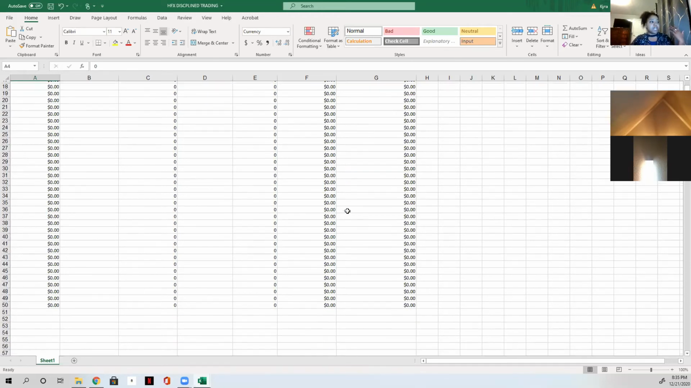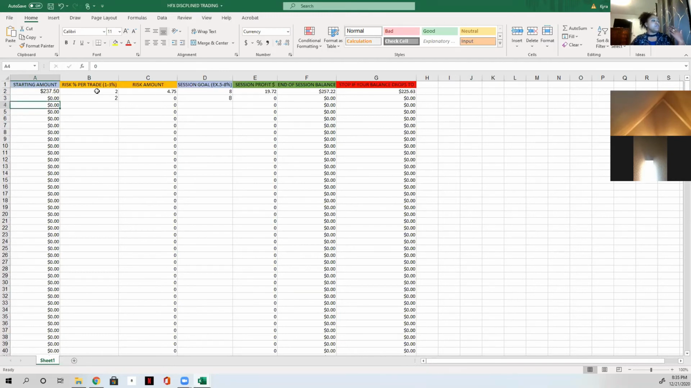And this one is pretty standard. You'll just kind of enter this as you go. If you know 2% per trade, you can copy that, paste that all the way down, same with 8%. But be sure to update that starting amount and update your session profits, and it'll give you everything else. So pretty simple on this one.